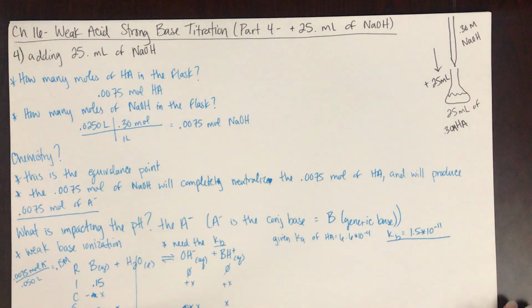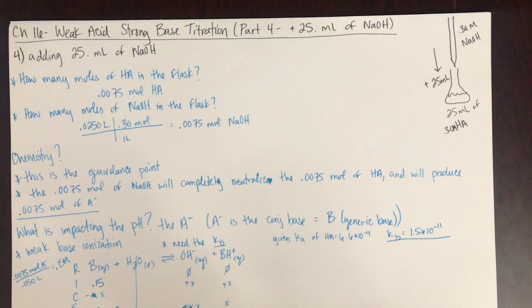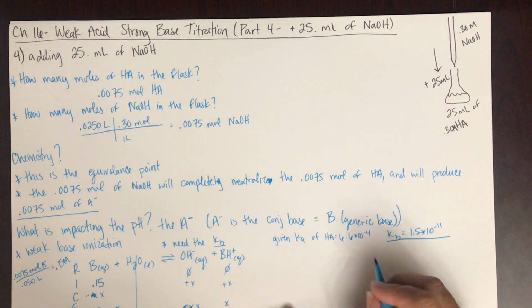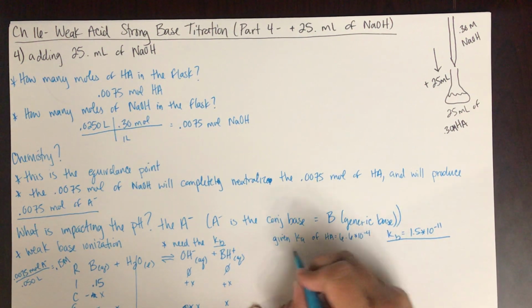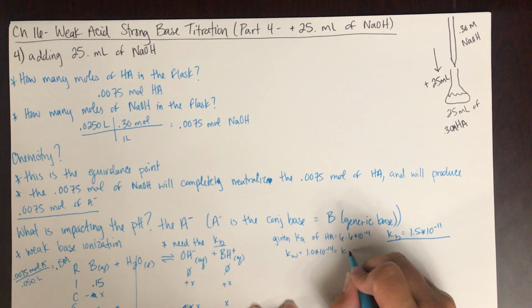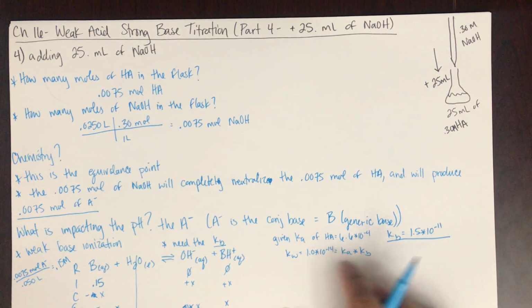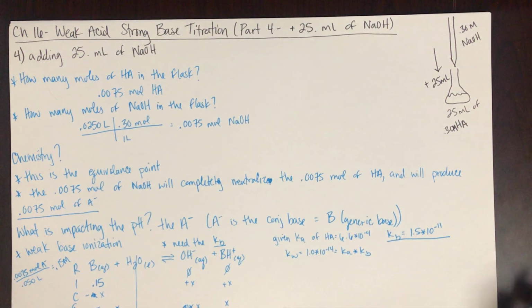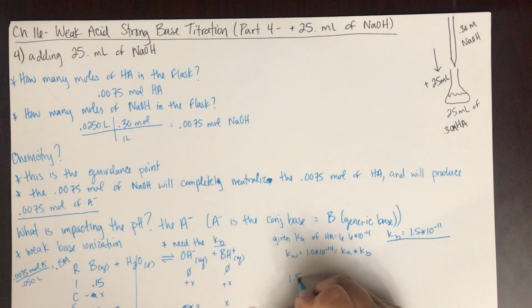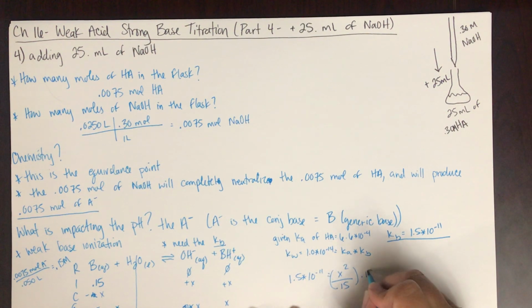I know the assumption principle is going to work here. The ratio of the initial concentration to the Kb is going to be much greater than 500, so I can assume X is negligible. So I'll write this out just so people will know. Kw is 1.0 times 10 to the negative 14th equals Ka times Kb, which is how I got the Kb using the Ka and the Kw of water. So now I'm going to say Kb, 1.5 times 10 to the negative 11th, equals x squared over 0.15. So I'm going to multiply both sides by 0.15.